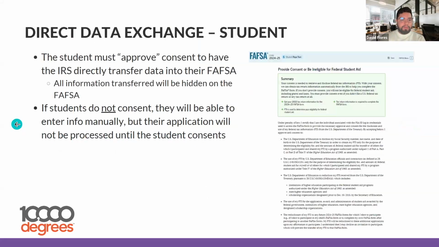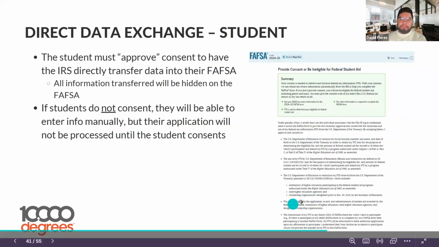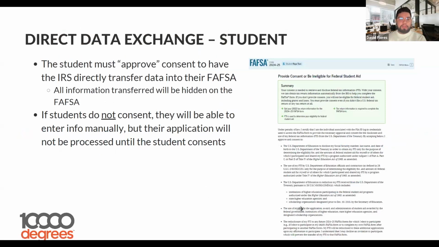So first, we're going to start off with the direct data exchange for a student. Basically, the student must approve or consent to have the IRS directly transfer data into their FAFSA. It is a tool where instead of them submitting it manually, the IRS can go in and submit the data for them. All information transferred will be hidden on the FAFSA, so nothing will be exposed to other people, and your privacy won't be invaded. But if the student does not consent to this, they will be able to enter information manually, but their application will not be processed until the student does consent.